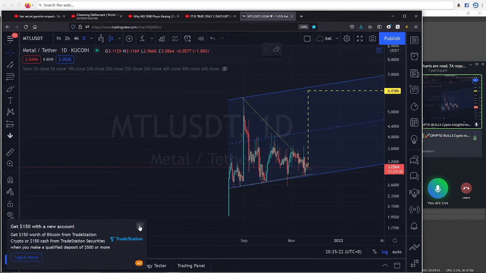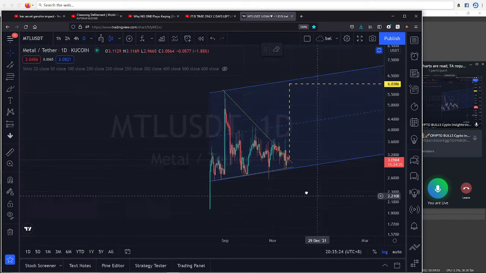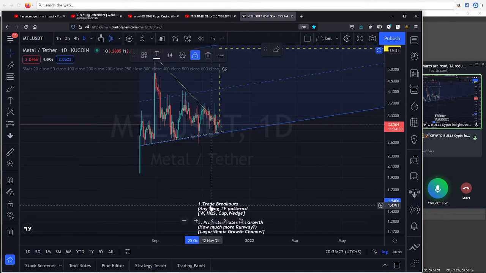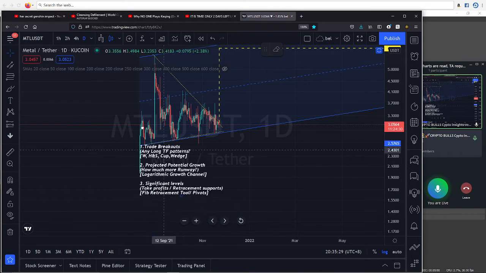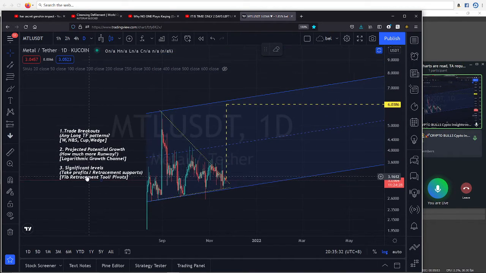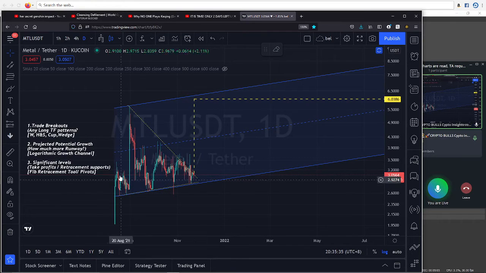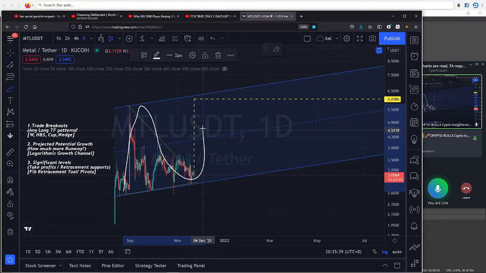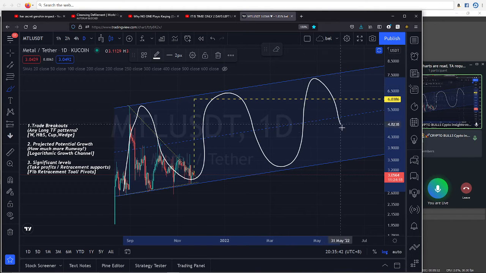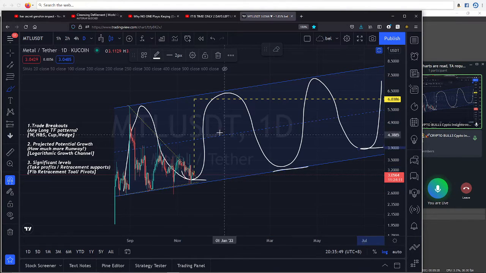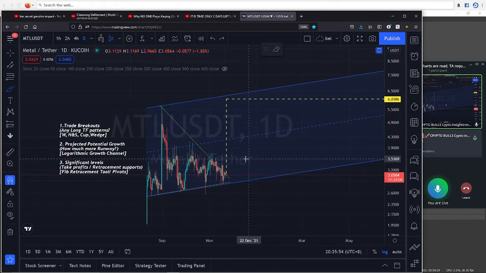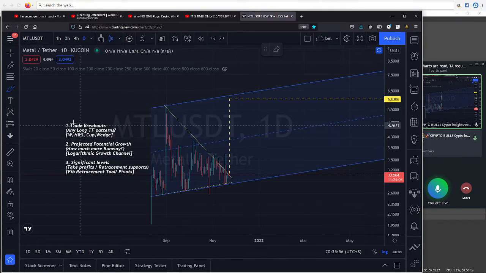So now we're doing the second step, which is what's the projected growth. What does this channel actually tell you? This channel tells you that the coin, based on previous growth, will have a potential exponential growth in this way. These are the lows, higher lows and higher highs. So this is a good kind of channel that you can trade out of.